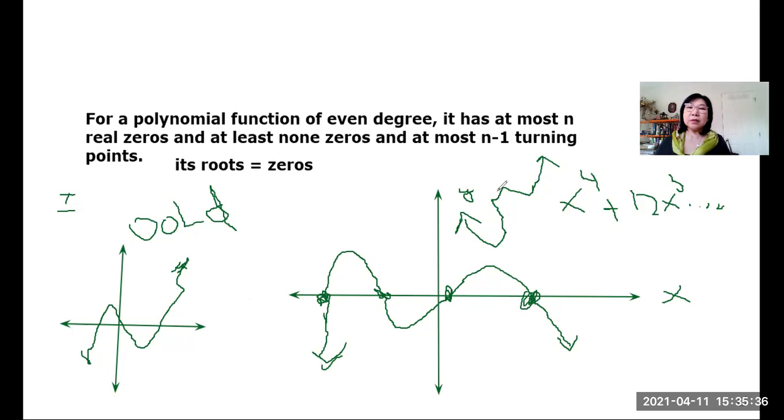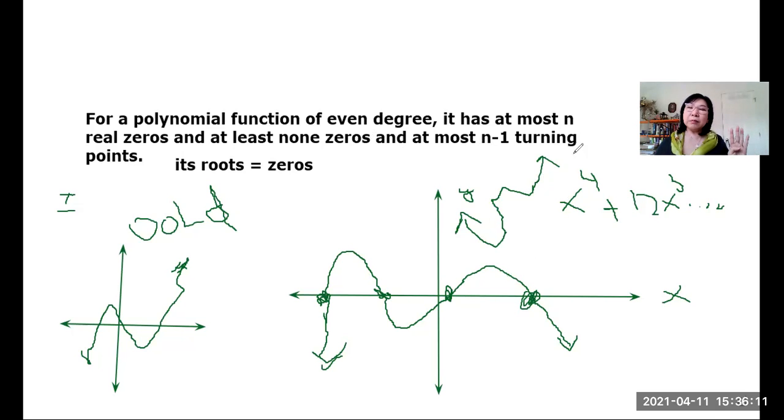Obviously, this is still a polynomial function, but it doesn't have any roots. It doesn't have any zeros. It does not cross the x-axis. That's what it means. And therefore, they say at most n real zeros. The maximum you can have, if the function has a degree of 4, is 4 roots. It only has up to 4 roots.